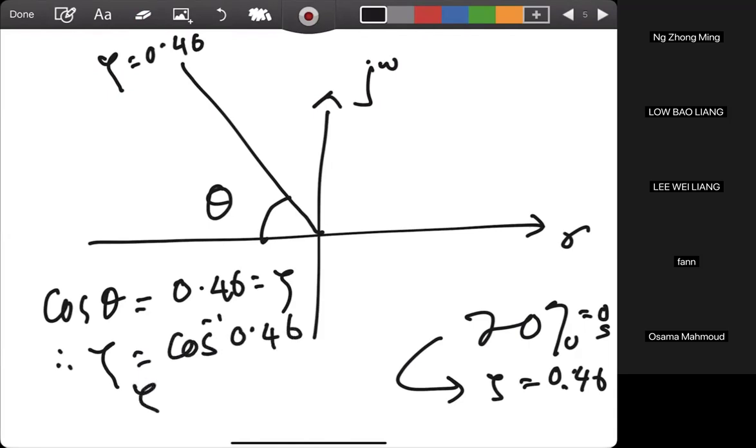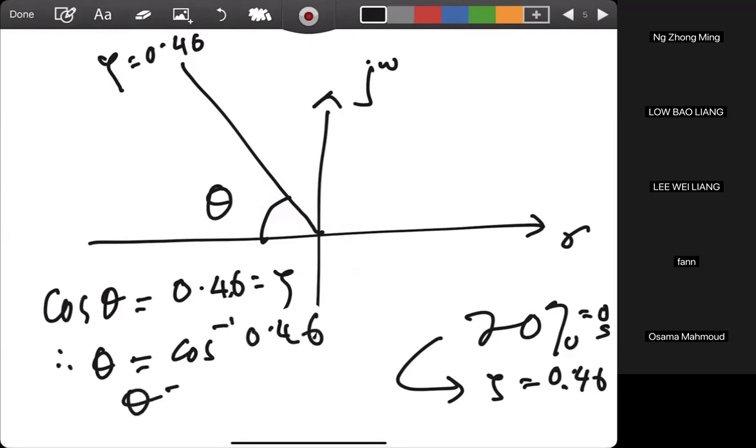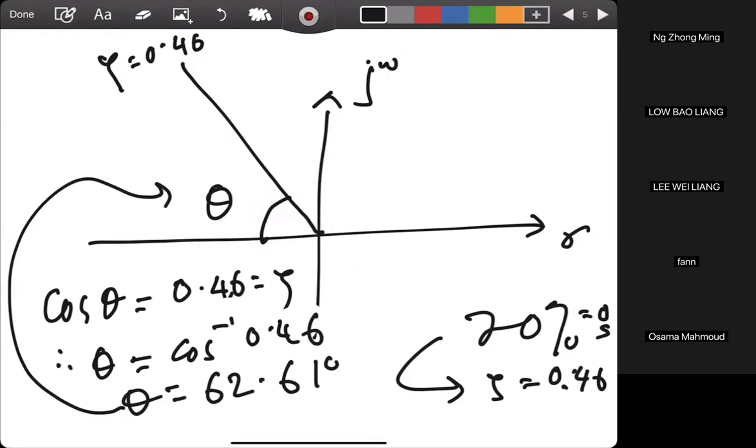Theta is equal to inverse cos 0.46, which equals 62.61. Okay, thank you very much. This is the angle here, this angle.